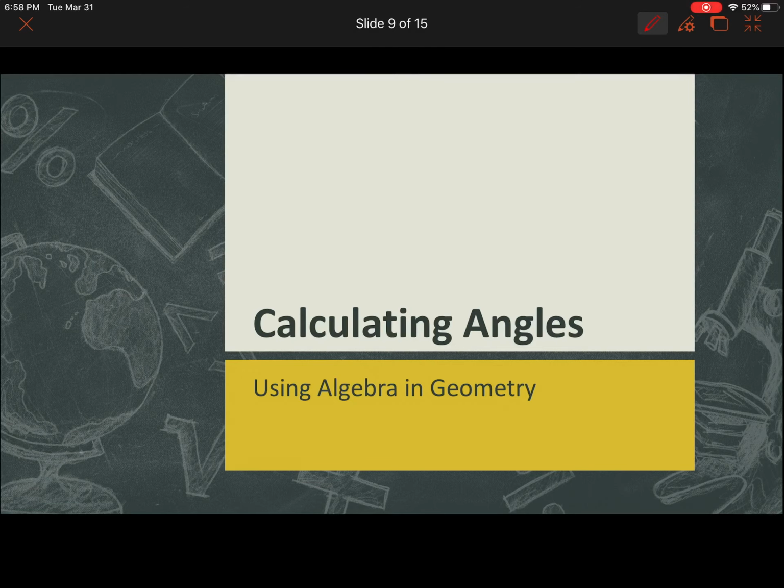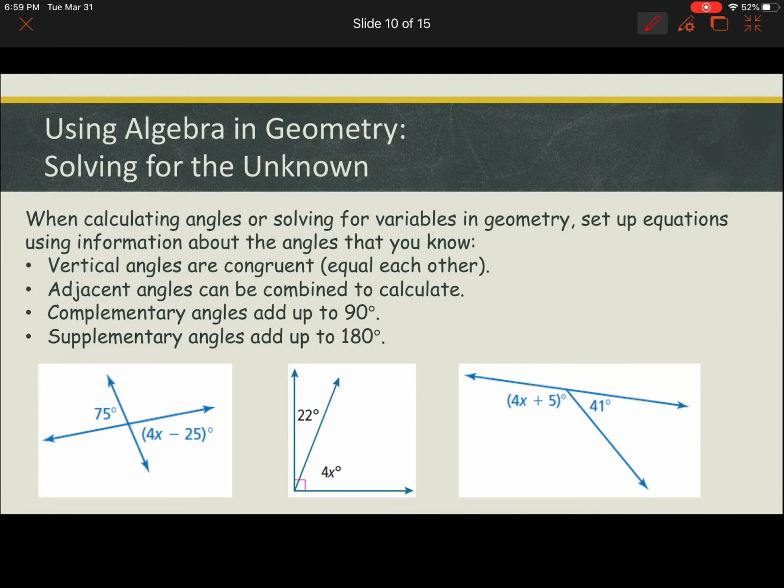So now, what happens when we start to have unknown variables in our angles? So we're going to have to use algebra in geometry. So for using algebra in geometry, you're essentially solving for the unknown. So when you're calculating angles or solving for variables, you have to set up the equations using information about the angles that you know. So the first type would be vertical angles.